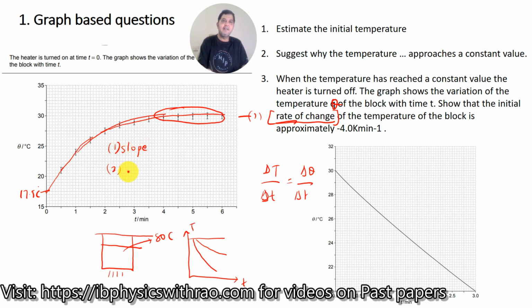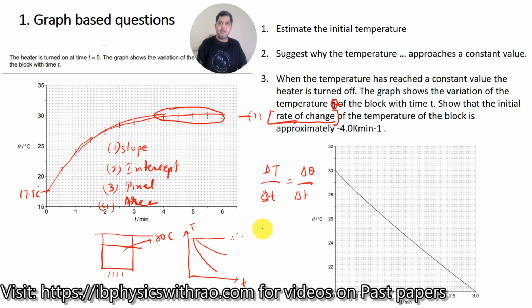The second one is intercept. Third one is pixel. Last one is area. These are the 4 important things that we need to know. We can use them to extract maximum information from the graph.